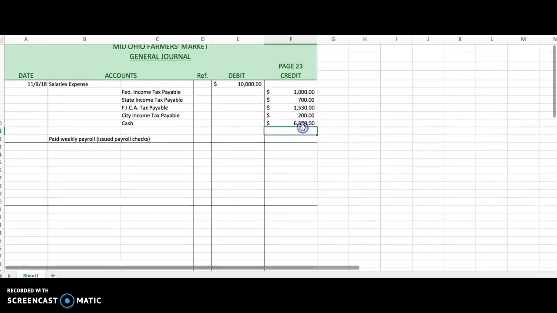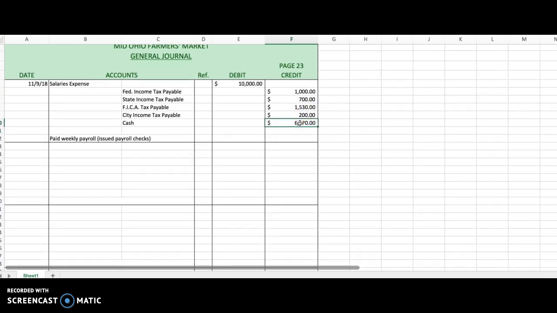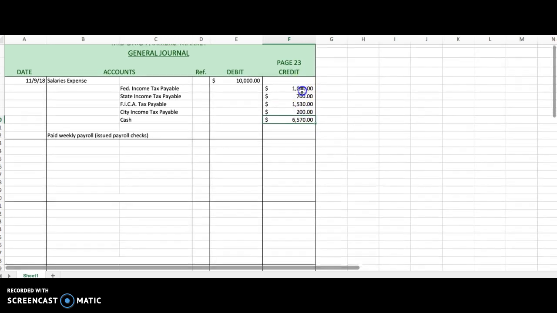And this is what we call the net pay. This is what we're actually paying out right now on November the 9th for the weekly payroll. Our employees will get a total of $6,570. We don't pay them $10,000. We withheld part of the money. This amount of money, when you add up all those numbers, represents the money we have withheld from the employees. So eventually we will pay it because they are considered liabilities. Like any other liability, it's something that we owe, even though in this case we don't get an asset in return, but we owe it on behalf of the employees, and we will have to pay it.